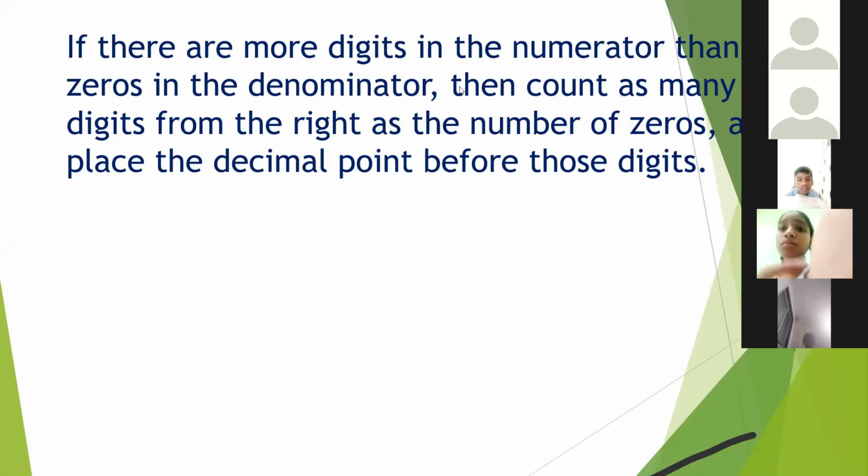See, if there are more digits in the numerator, what does that mean? The numerator is the one on top. In a fraction, the number on top is called the numerator. If there are more digits in the numerator than zeros in the denominator, then count as many digits from the right as the number of zeros. Place the decimal point before those digits. See how we will do this?